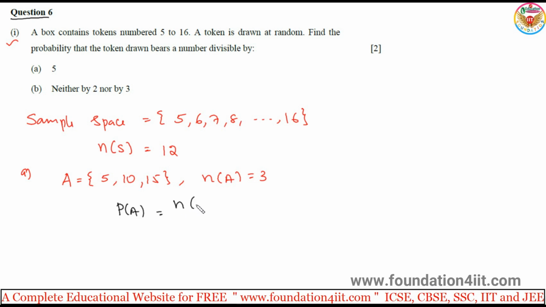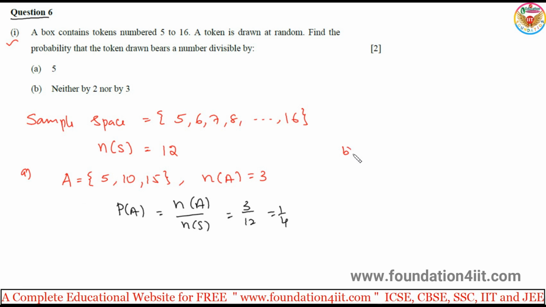n of A by n of S. 3 by total 12. 3 by 12 is 1 by 4. So 1 by 4 is option A. Next for the B, neither by 2 nor by 3.